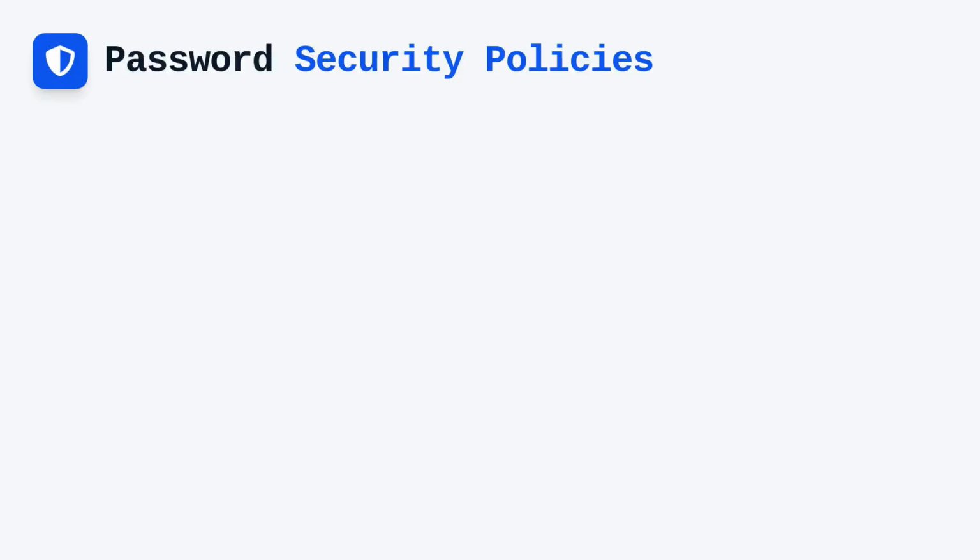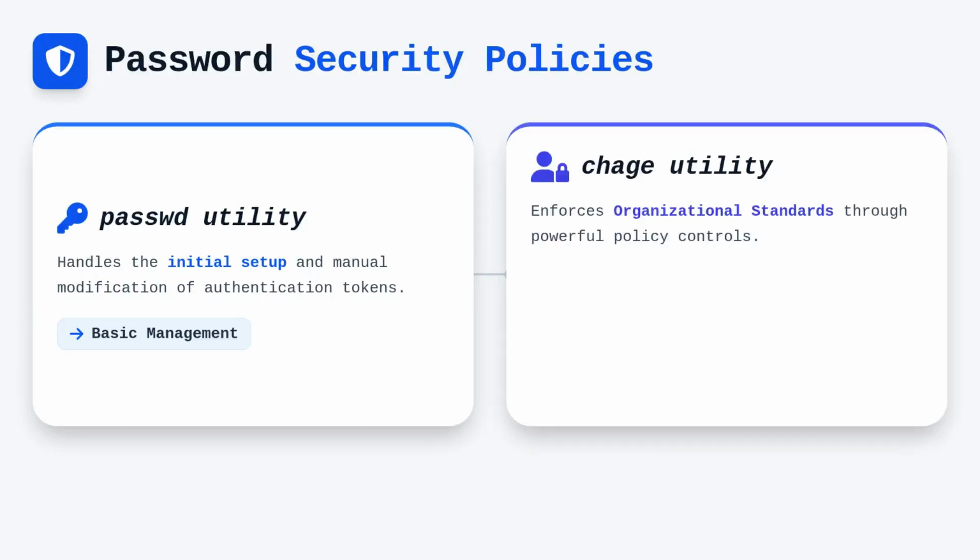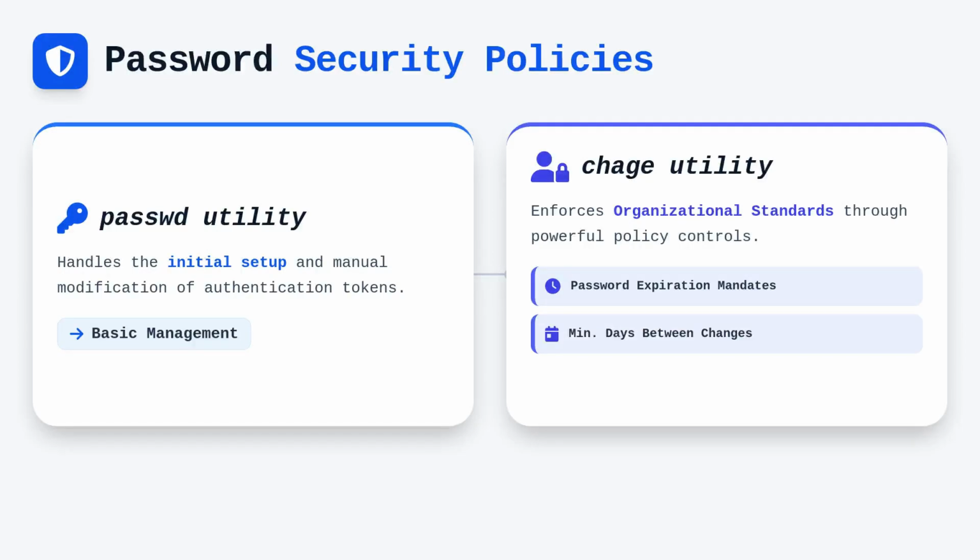Password management and security policies are enforced through utilities like passwd and chage to ensure compliance with organization-wide standards. While passwd handles the initial setup or change of a user's authentication token, chage is much more powerful for policy enforcement. Using chage, you can mandate password expiration, set a minimum number of days between password changes, or define a warning period before a password expires. This allows you to enforce regular password rotations, which remains a key mechanism for mitigating the risk of credential leakage.